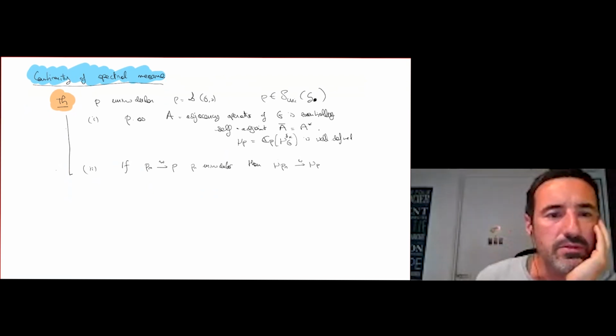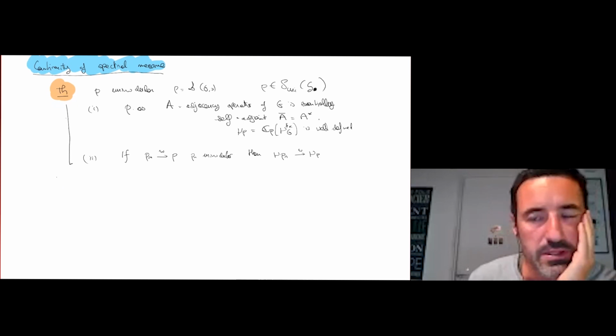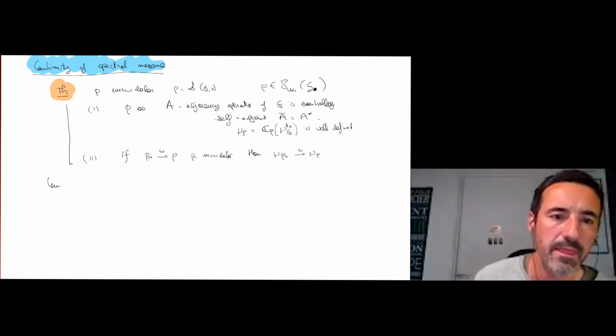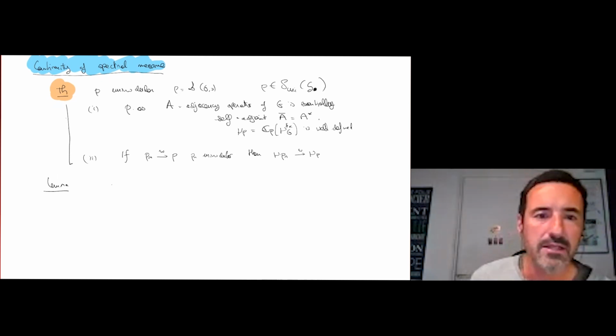So let's start. I will not exactly prove that. I will prove a weaker version, which will be needed in this course, but I will give you a sketch of why it is true in general. Let's start with the lemma.